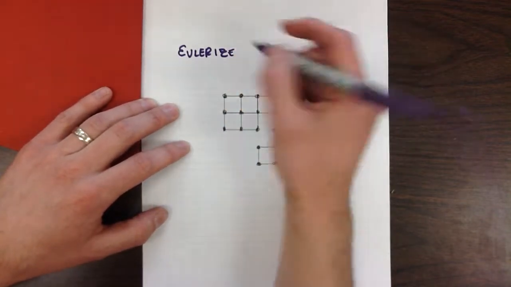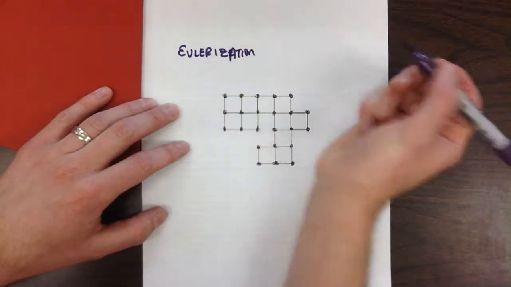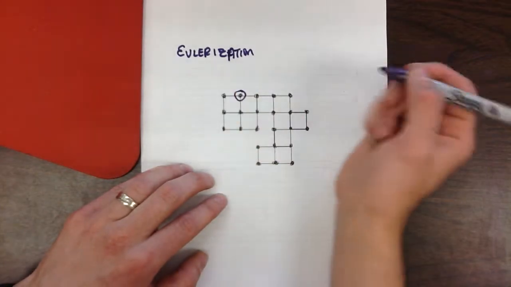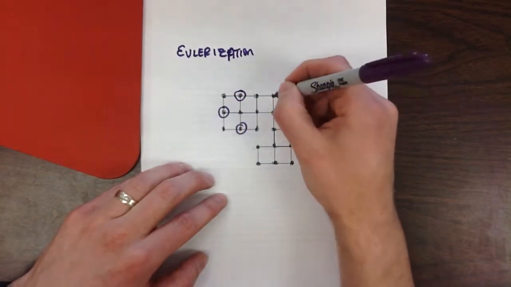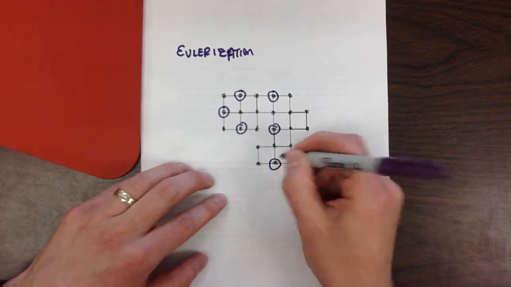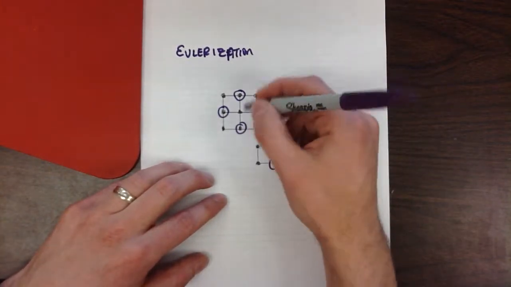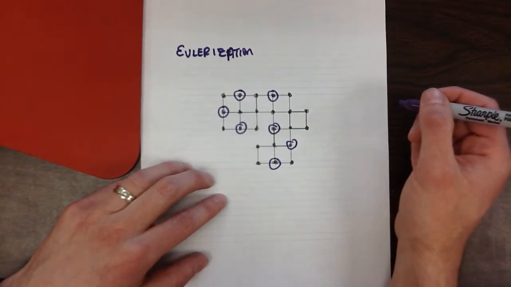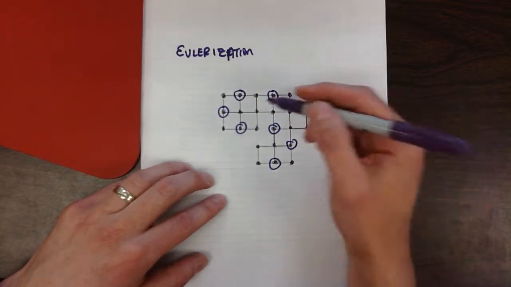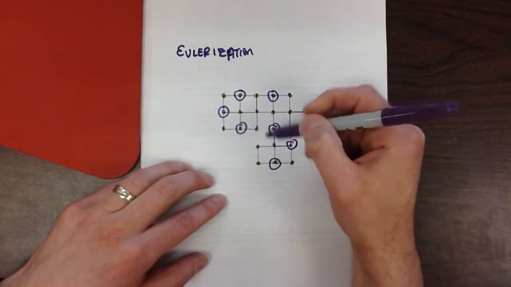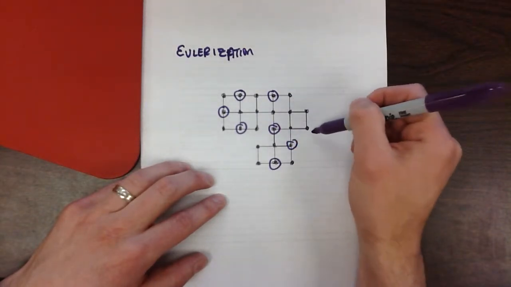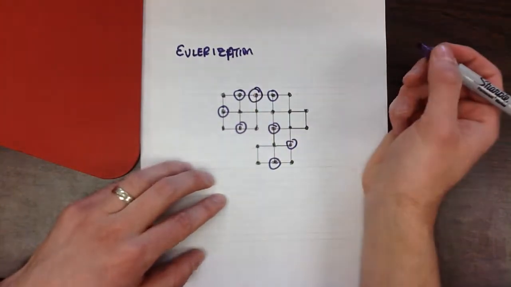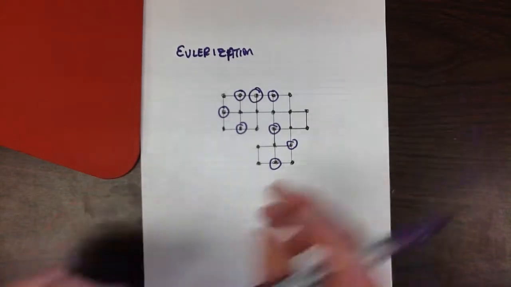Eulerization, I can't spell anything. Now here, odd, odd, odd, odd, odd, odd, odd. We have 1, 2, 3, 4, 5, 6, 7. That can't be right. We need to have an even number of odd vertices. Uh-oh, what am I missing? That's odd, that's odd, that's odd. Odd, odd, 1, 2, 3. Even, even, even, even, even, even. There it is. Missed it right in front of me. So we need to turn this into a circuit.